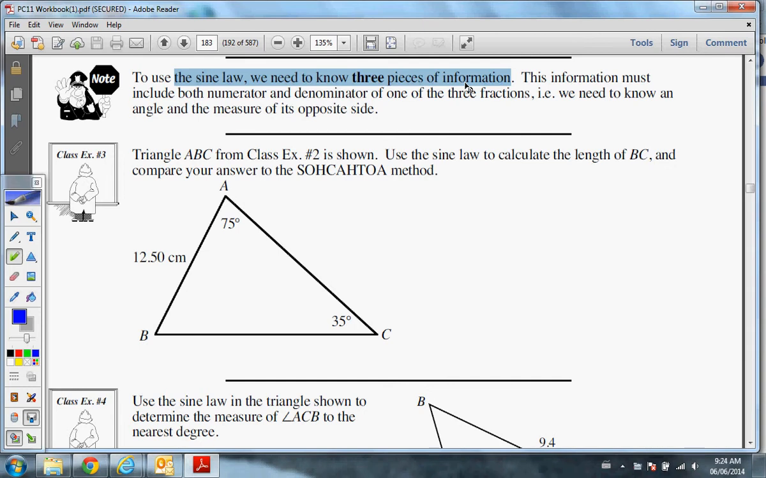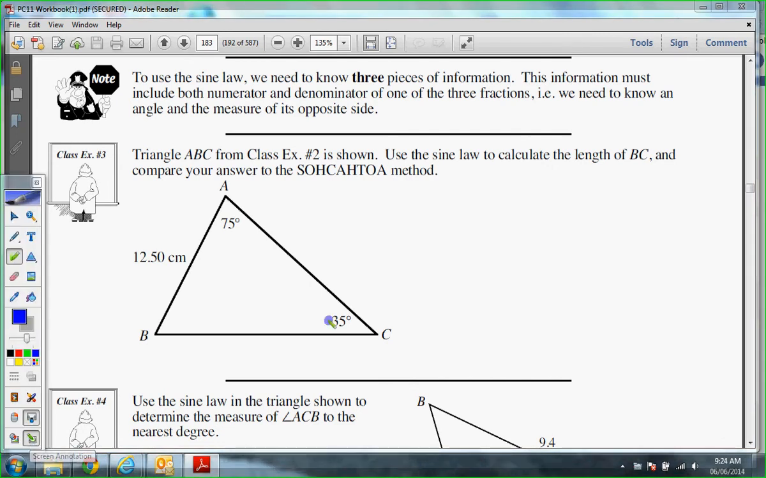Does that make sense? Okay, so let's get to this problem here. In this problem, you can see I have 3 pieces of information. I really have 4, though. Why do I have 4? Yeah, we know the third angle. You'll always know the third angle. If you have 2 angles, you always know the third. So just for practice, we don't really need it on this one, but let's do it.